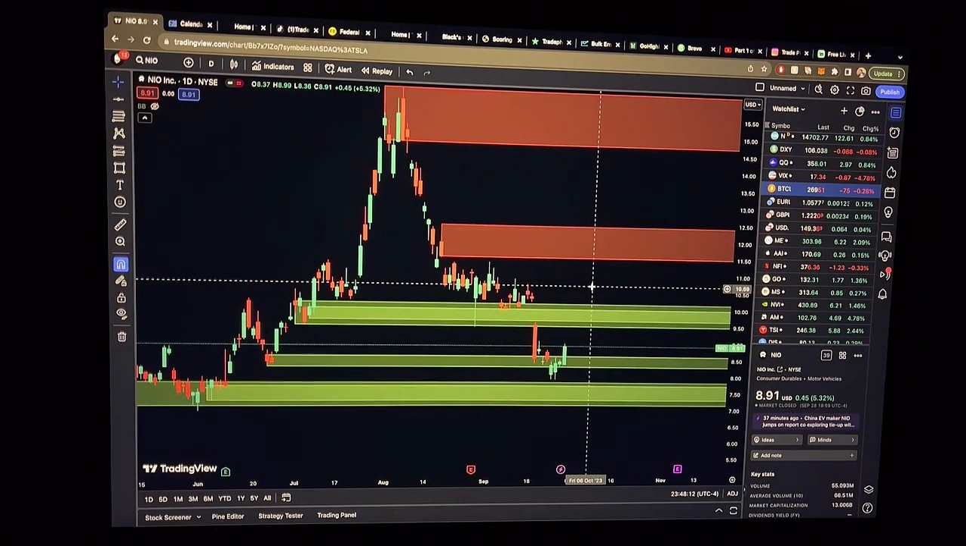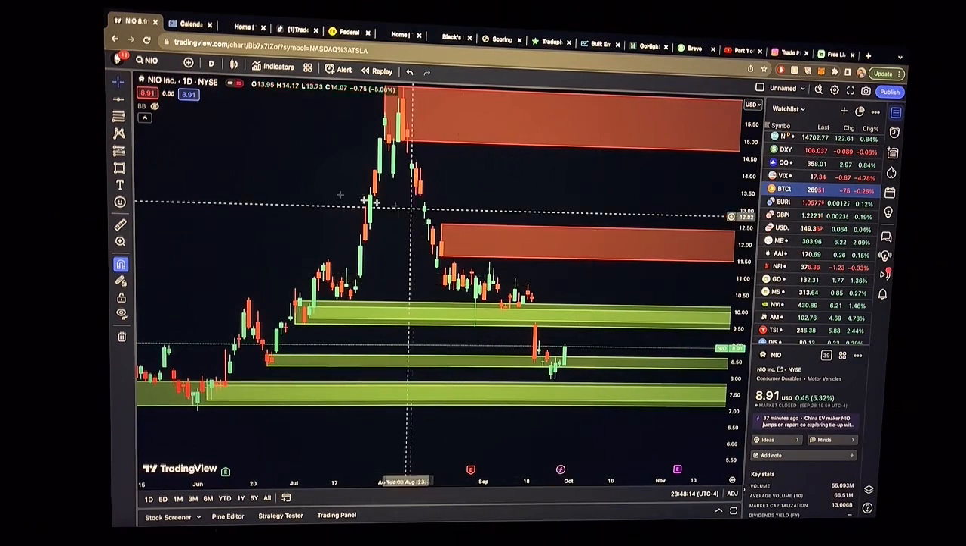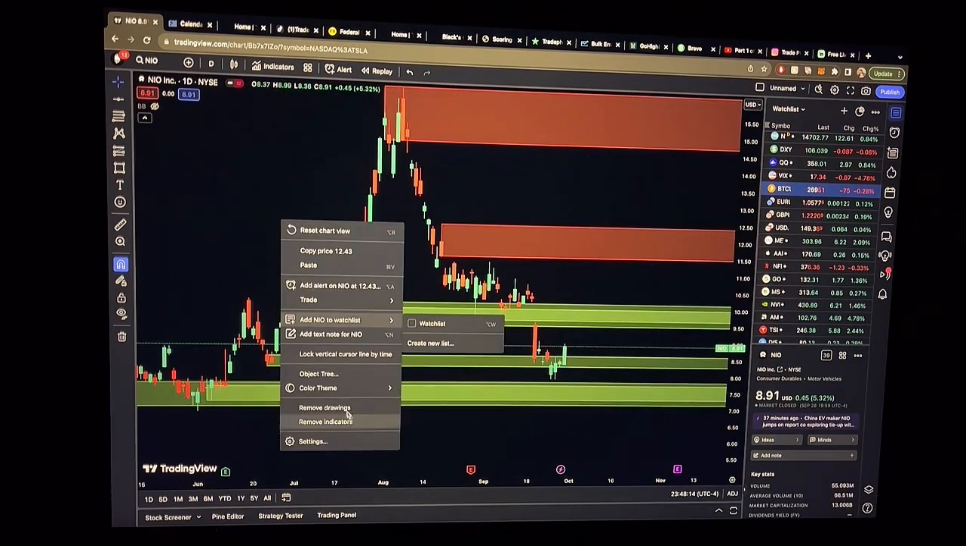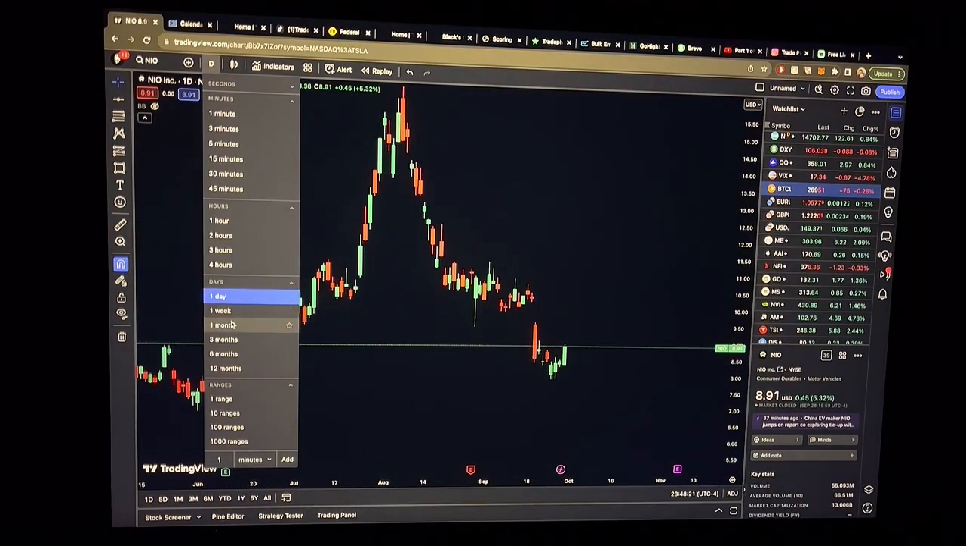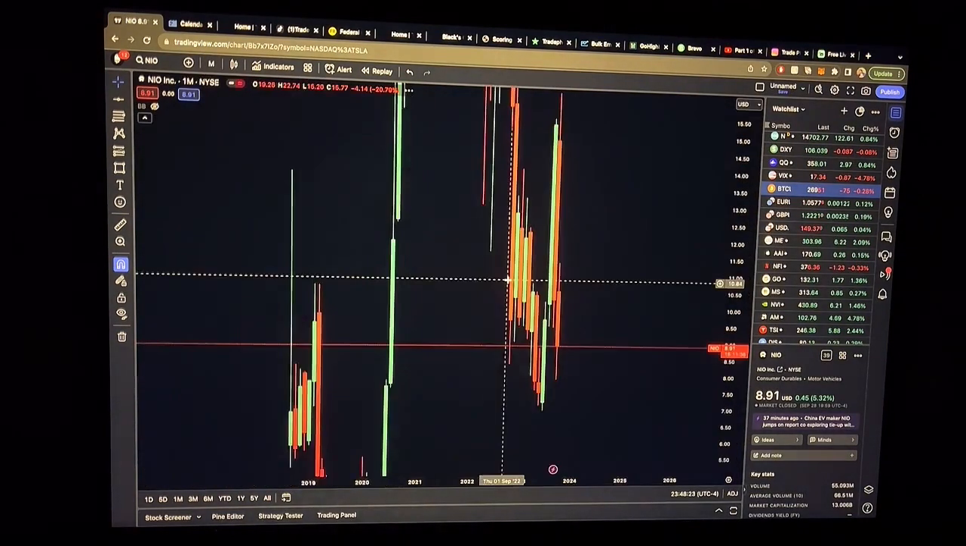All right, so here we are in NEO. Let's start from scratch, guys, because a lot of stuff has changed since we last looked at this. Let's start on the monthlies, and what we're looking for is institutional order flow.